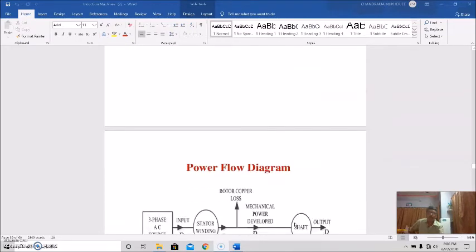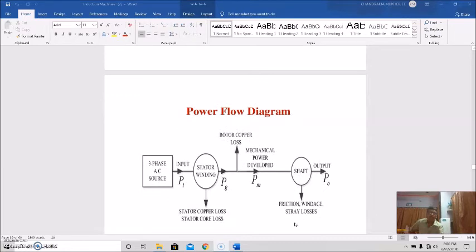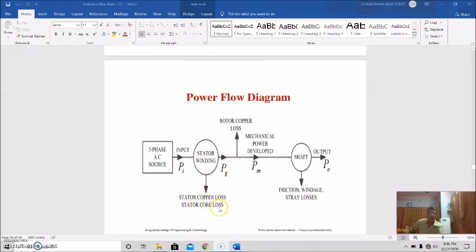So if we draw the power flow diagram, it looks like this. Three-phase AC source, so input, this is the stator winding, PI. This is the air gap power after stator copper loss and stator core loss. From the air gap power, if the rotor copper loss is deducted, we get the mechanical power developed at the rotor shaft. So this is the shaft, and if we deduct the friction and windage losses or stray losses, we get the output power. So this is the power flow diagram.